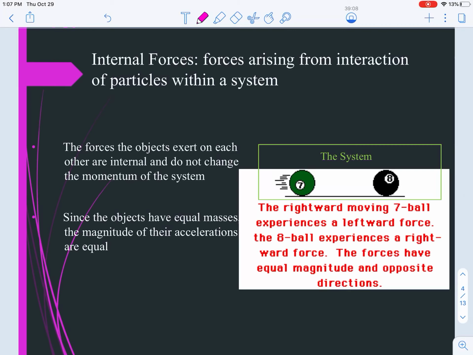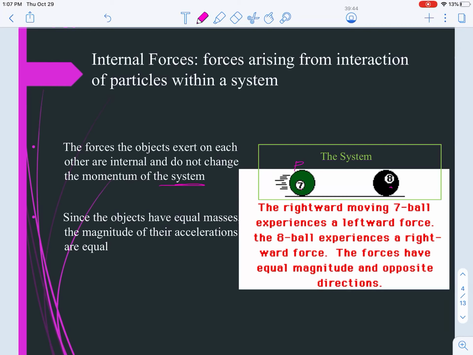So when we are talking about what our system is, in this case, our system is going to be the two objects that are interacting. So when we say that these two pool balls are going to collide, the forces in our interaction come from the pool balls themselves. That's what we mean by an internal force, okay? All right, once again, internal forces do not change the momentum of the system.